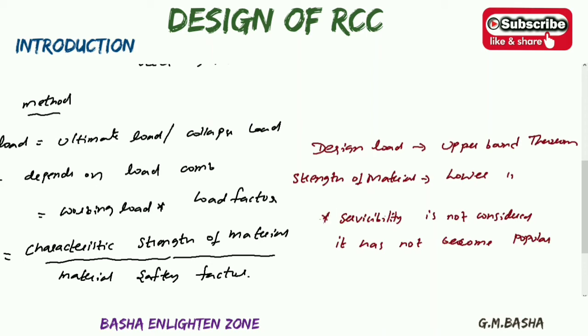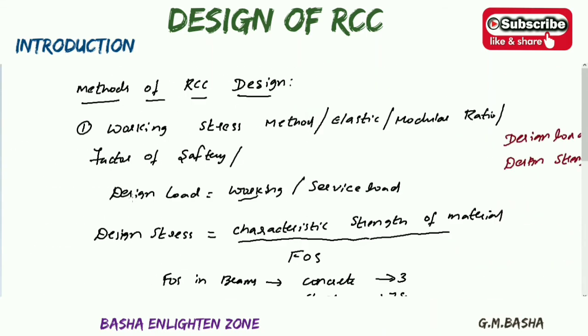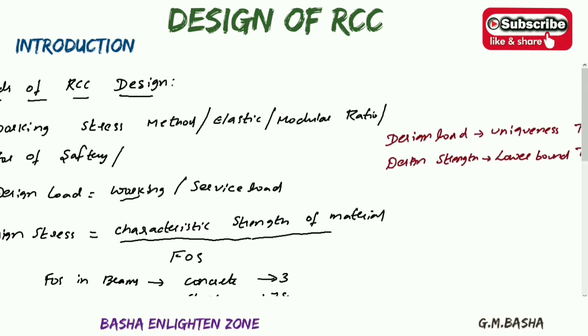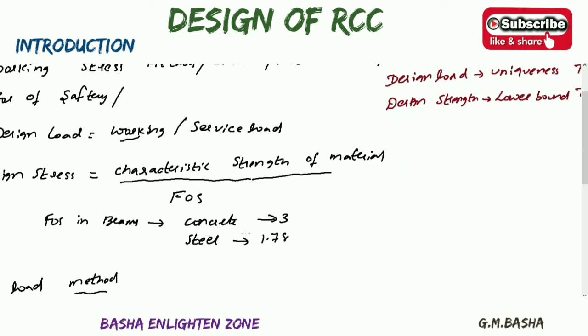Please remember all these important points regarding these two methods. I will explain one more time. The working stress method is also called the elastic method, modular ratio method, or factor of safety method. Here design load will be equal to working or service load. Then design stresses will be equal to characteristic strength of material by factor of safety. So what is the factor of safety? Generally here we are taking for concrete, it will be 3, and here it will be 1.78.